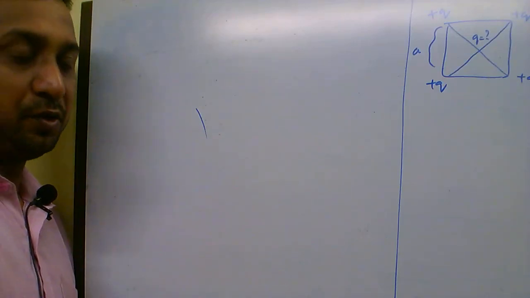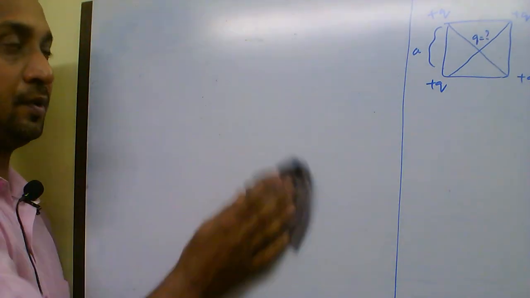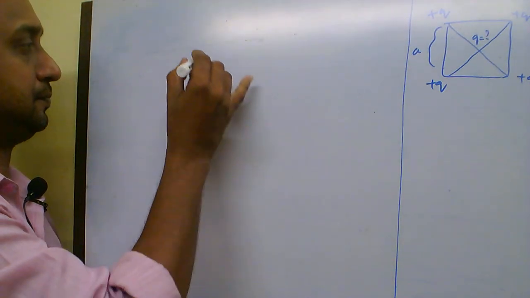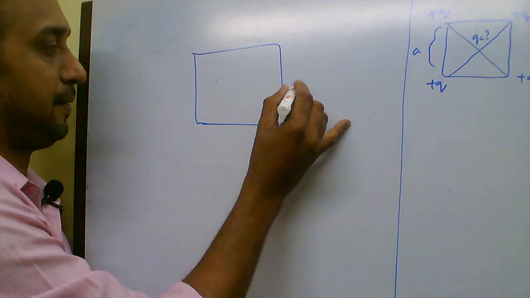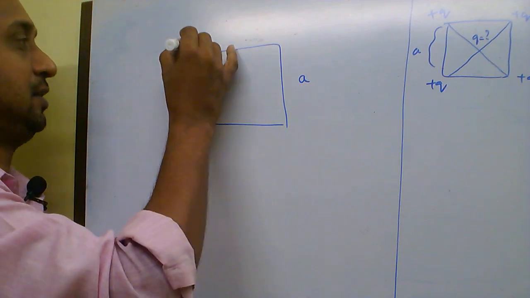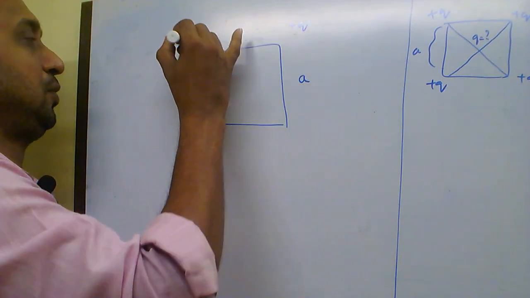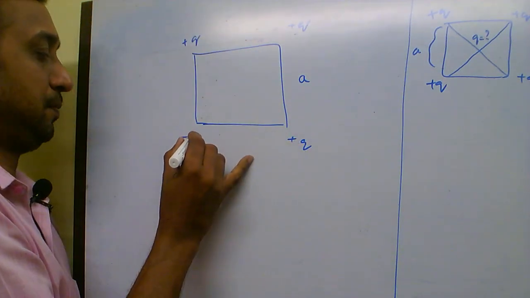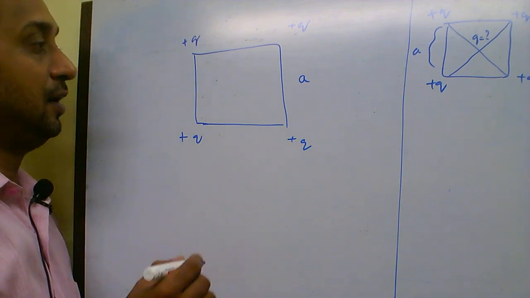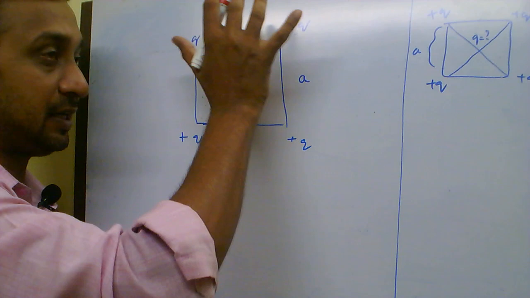Now let us do one numerical related to Coulomb's law. The question is something like this. You have a square whose side length is A, and you have got four equal charges, plus Q, plus Q, plus Q and plus Q, placed at the four vertices. Now the question is to keep them as a square, or to keep it as a system.